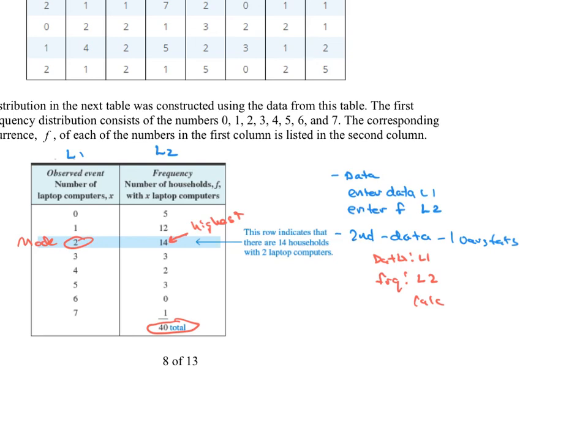So when we look at frequency distributions, the mode is given by the highest frequency. Type the frequency distribution into your calculator, and you'll easily be able to find the median and the mean as well.